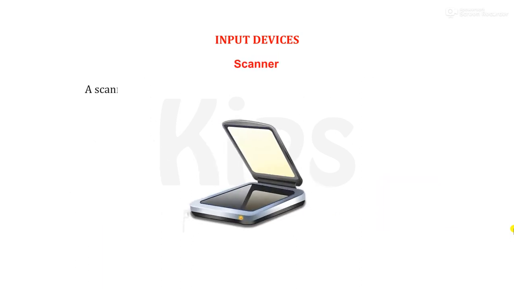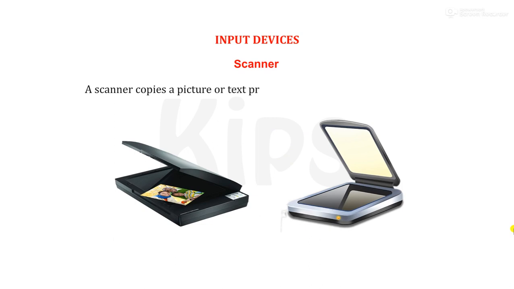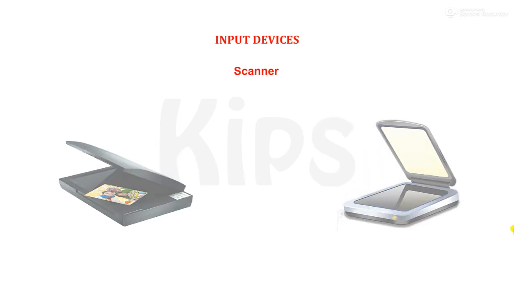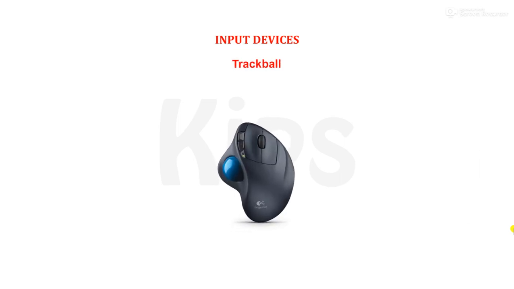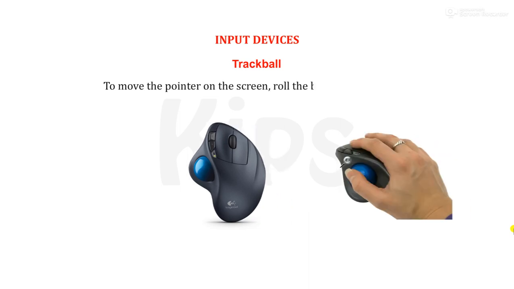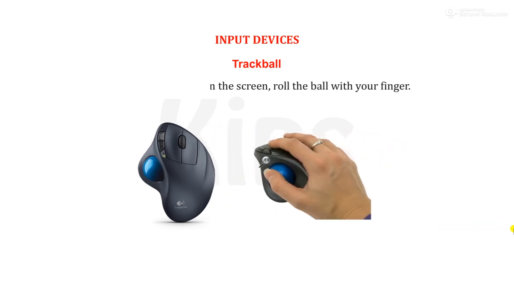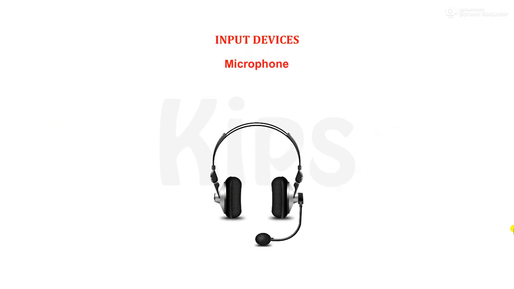Scanner. A scanner copies a picture or text printed on a paper into the computer. Trackball. It has a ball on its top. To move the pointer on the screen, roll the ball with your finger. Microphone. Microphone input device is used to record our voice and other sounds into the computer.